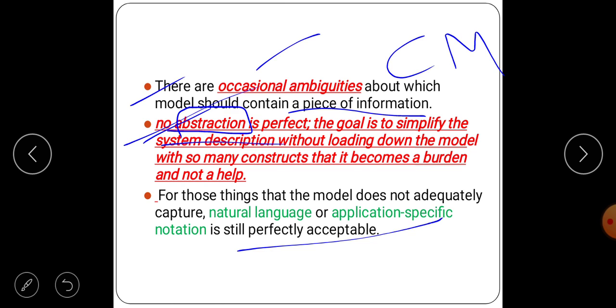acceptable. Okay, it means that the model does not adequately capture, not 100% is going to be captured. Natural language or application specific notation is still perfectly acceptable.